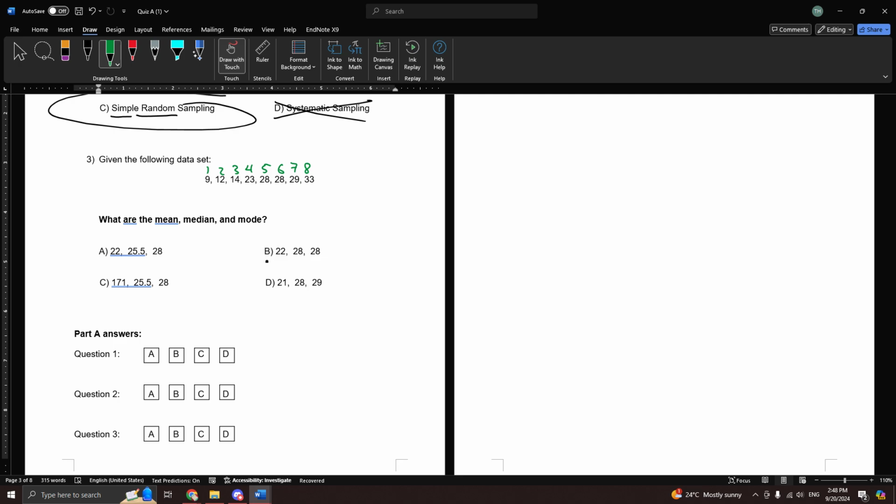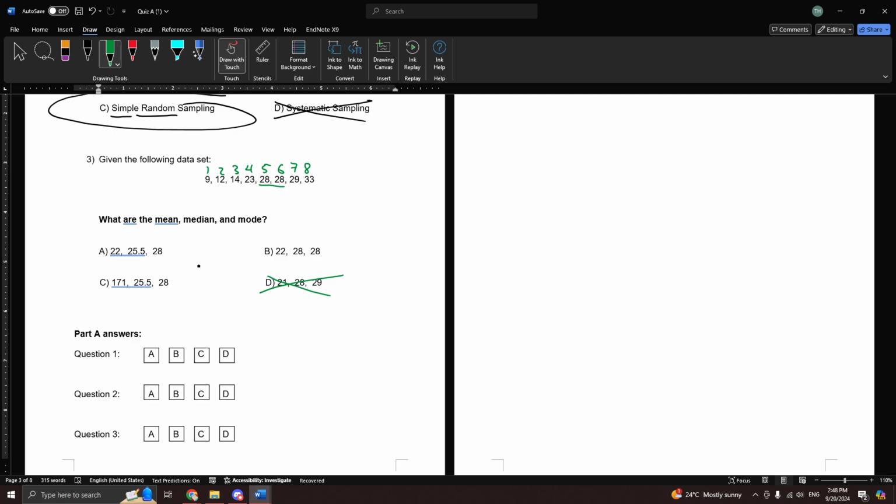So let's start with the easiest thing to do, which is look for the mode, right? No calculations, no formulas needed. Let's look at this. We've got one of every number except for these 2 28s. So immediately we can just get rid of this option. We don't care about it, okay?